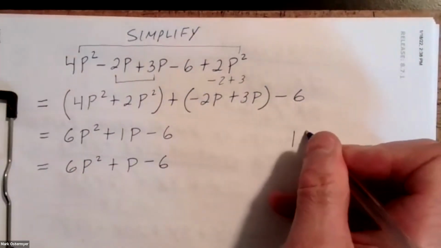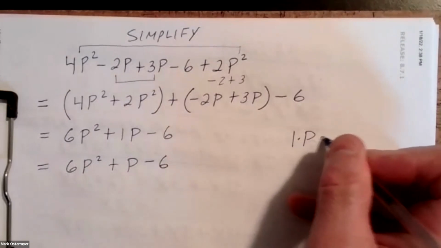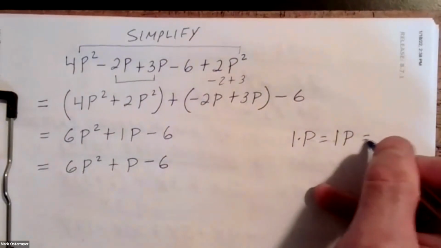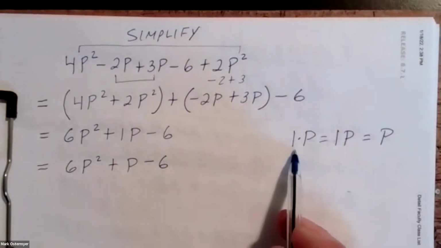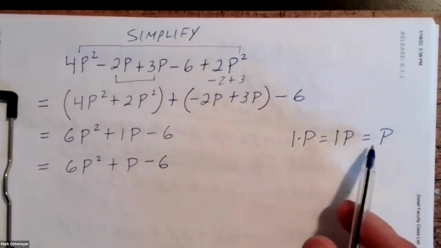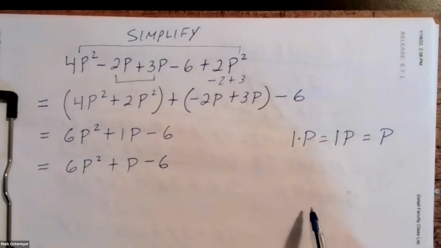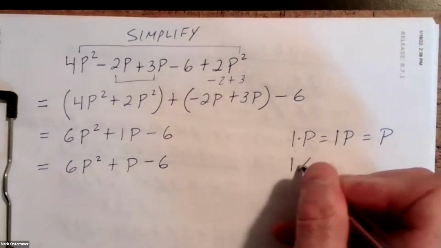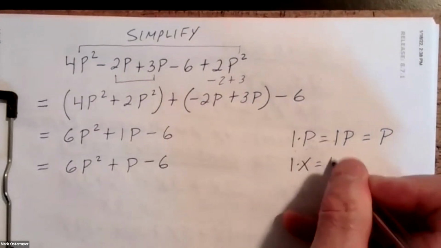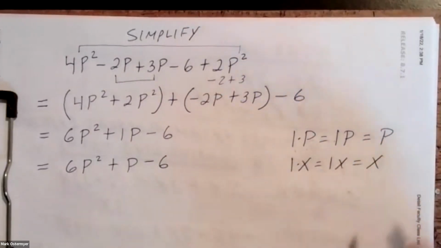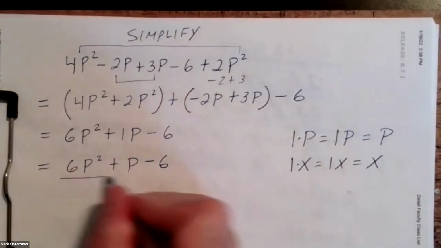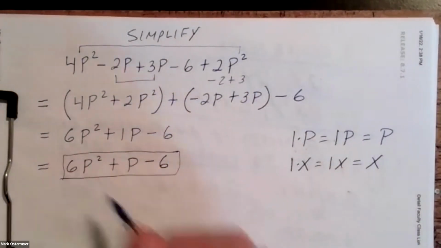So again, if you have 1 times a variable or 1 in front of a variable, it's understood just to be that variable. 1 times p is understood to be 1p, which is just p. Okay. 1 times x is the same thing as 1x, which is just x. All right. So that algebraic expression has been simplified.